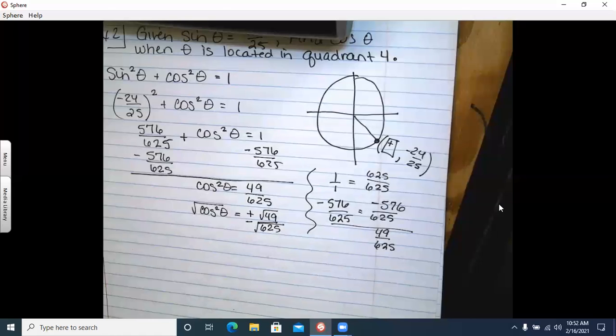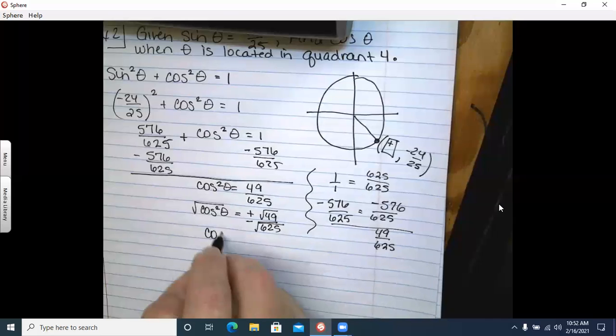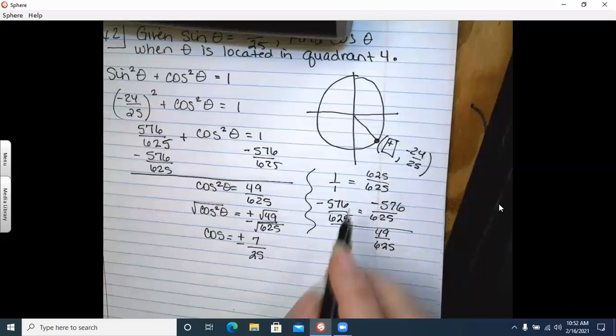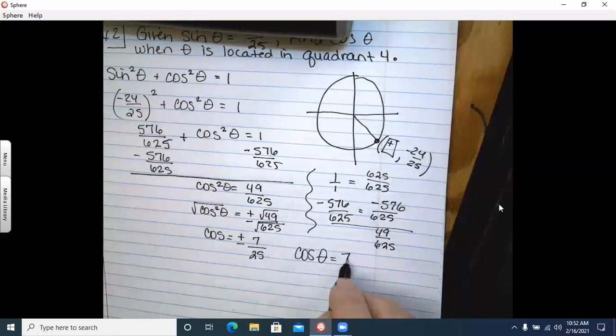All right, the square root of cosine squared of theta is cosine equals positive negative. What's the square root of 49? 7. What's the square root of 625? 25. But is that what I'm going to say? My answer is positive negative 7/25? No, which one? It's got to be one or the other. Positive. So my answer is positive 7/25. Make yourself a little note if you're going to forget why I chose positive and not positive and negative.